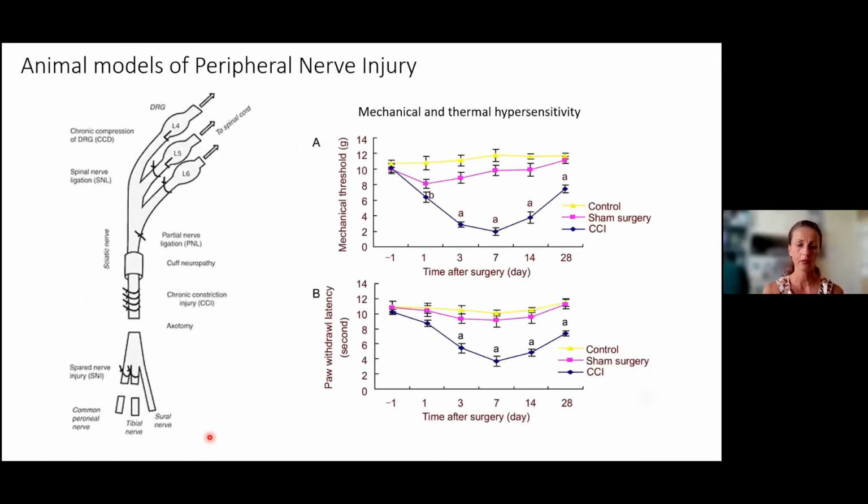So here I will be briefly describing the models of the peripheral nerve injury and the spinal cord injury that we are using in our lab. This is the cartoon of the sciatic nerve and the three spinal nerves and the DRG related to the sciatic nerve. There are different forms of constriction or transection of the sciatic nerve on different levels: spared nerve injury, partial nerve injury, ligation of the spinal nerve. The one that we are using is the so-called chronic constriction injury, where four ligatures are placed around the sciatic nerve. It causes partial constriction and inflammation, and the animals in this model develop hypersensitivity to mechanical and thermal stimuli.